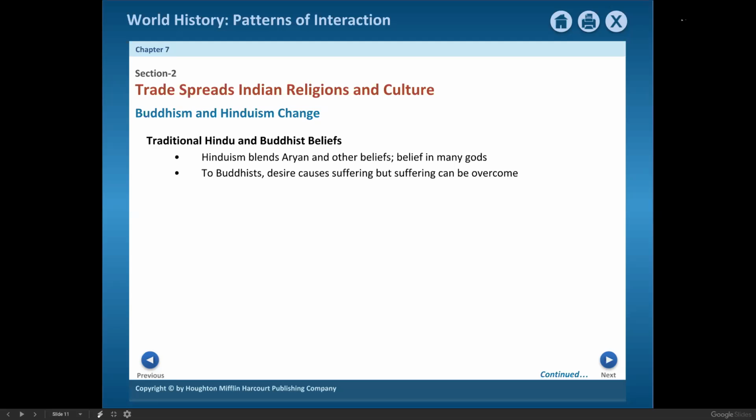All right, so it says trade spreads Indian religion and culture, okay? So when I trade something, is a good the only thing that is traded? I see some of you shaking your heads no. What are some things that also are exchanged whenever you go to trade, barter, exchange goods with people? What are some other things that are exchanged?